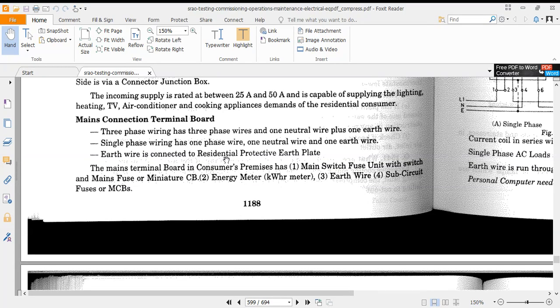Earth wire is connected to the residential protective earth plate. Yes, there is something called earthing. Earthing is done for every electrical installation, and this earth wire is connected to that.